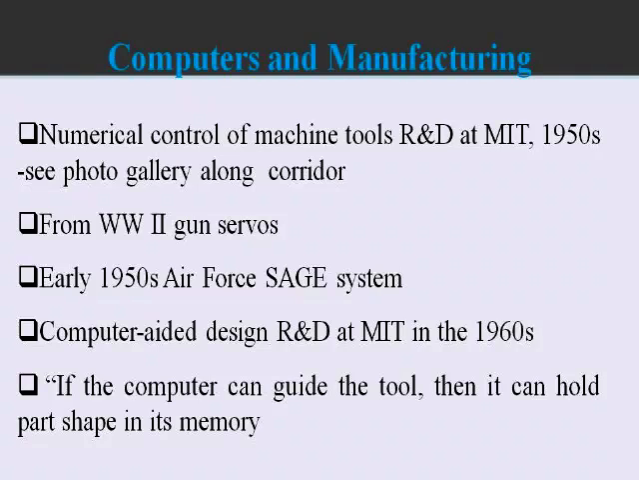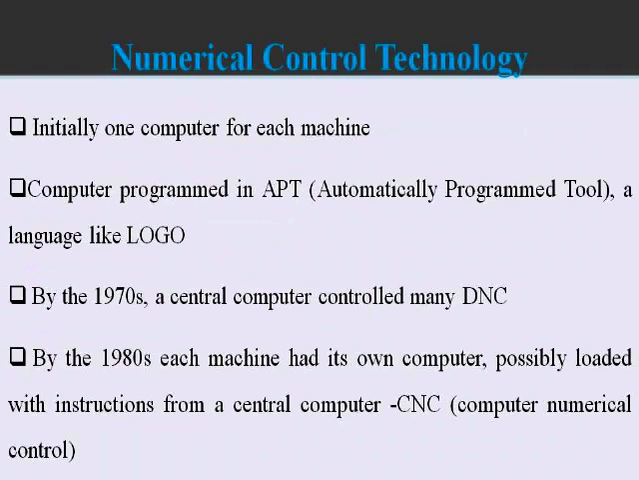From the Second World War, the gun servos, and in the early 50s the important SAGE project, and computer-aided design at MIT in the 1960s. The main emphasis is that if the computer can guide the tool, then it can hold part shape in its memory. So let us just discuss partly the numerical control technology.